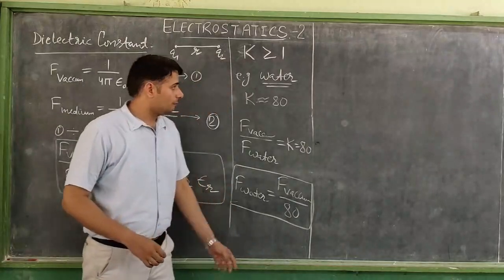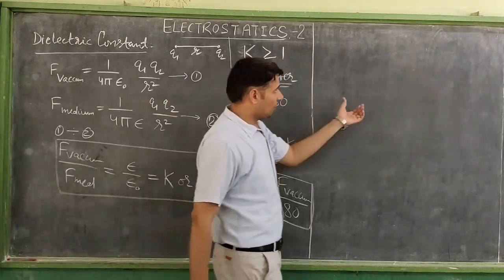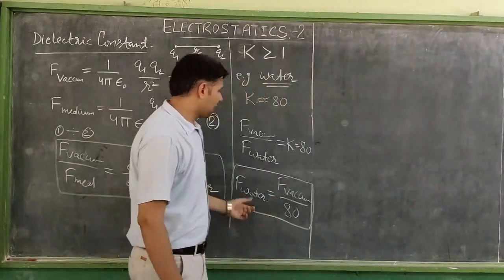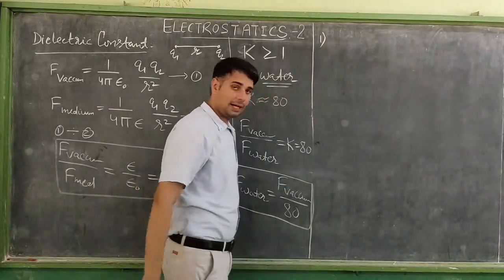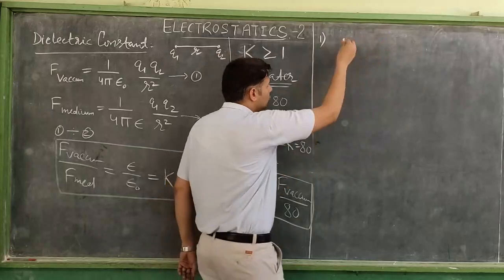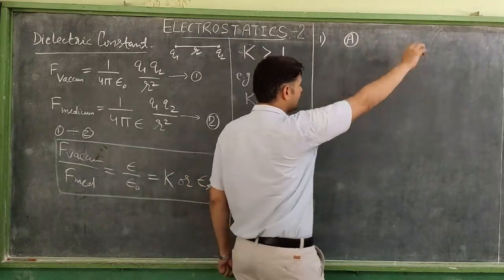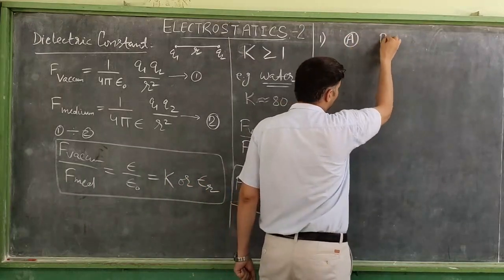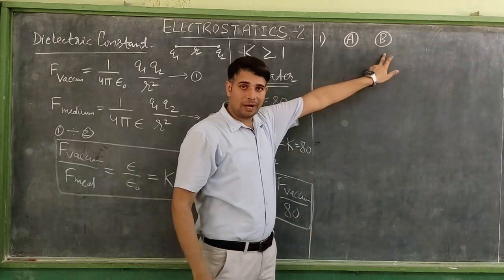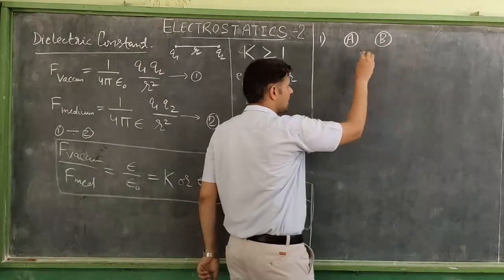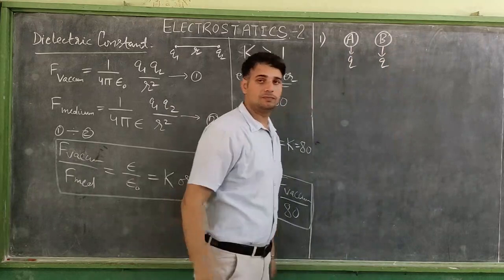Dear students, I hope the things related to Coulomb's law are very clear to you. So now we are going to work out some examples related to Coulomb's law. The first example we are taking is, let us say we have two identical point charges, metal spheres, A and B. So they are already charged. Let us say this has charge Q, and this also has charge Q.